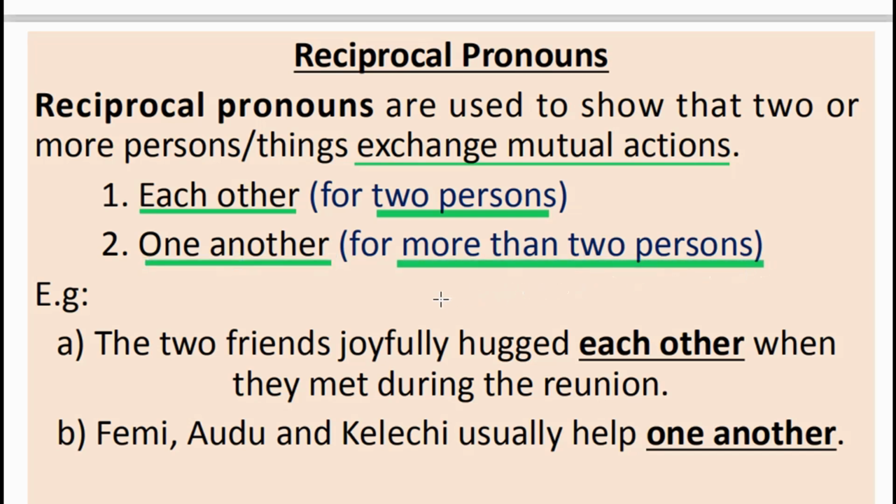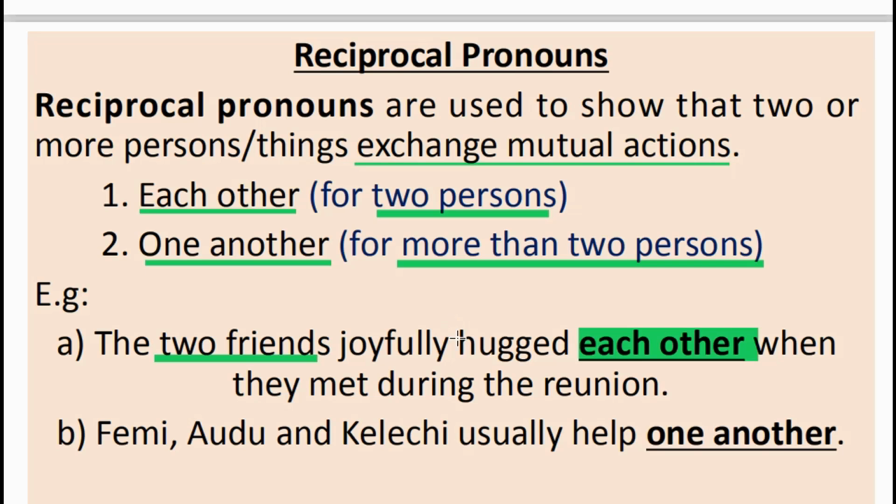So when they are two, we use each other. When they are more than two, we use one another. Example A. The two friends joyfully hugged each other when they met during the reunion. Because the sentence says two friends, then we use each other. This means that friend A hugged friend B and friend B hugged friend A. So it is a mutual action. They did the same to each other.